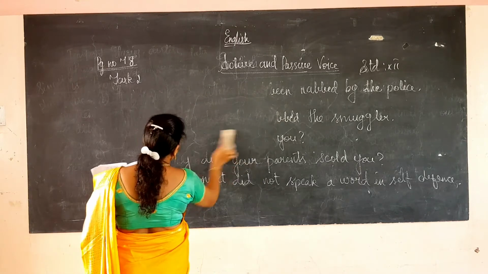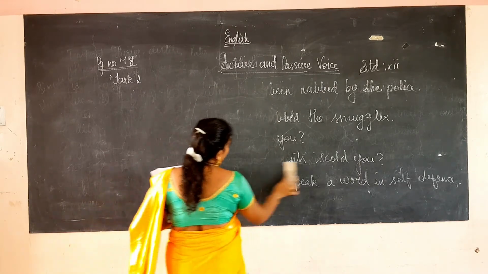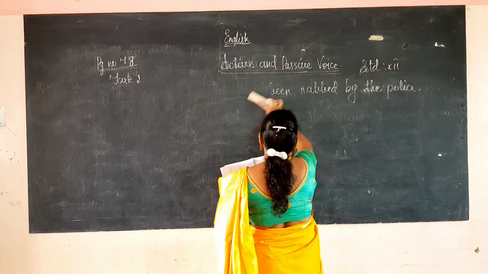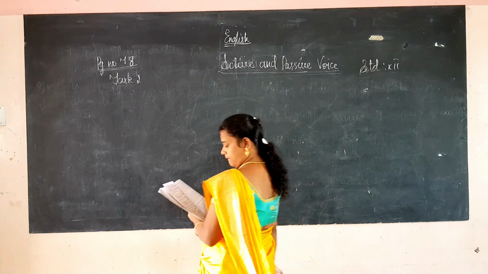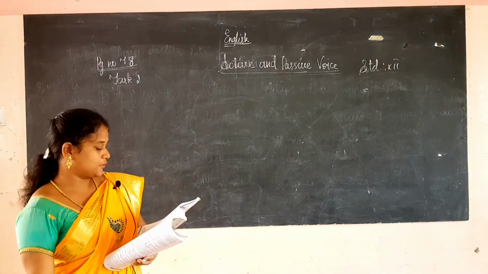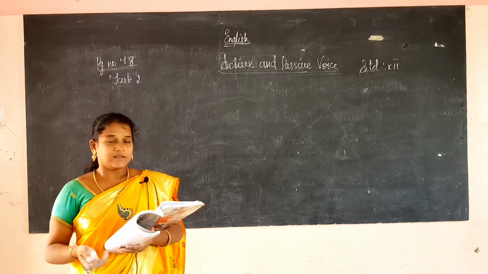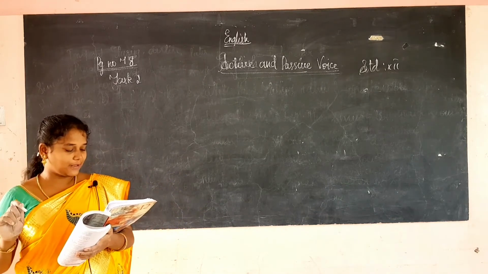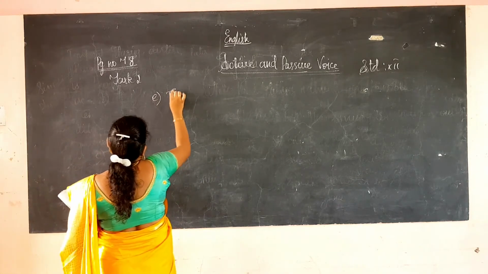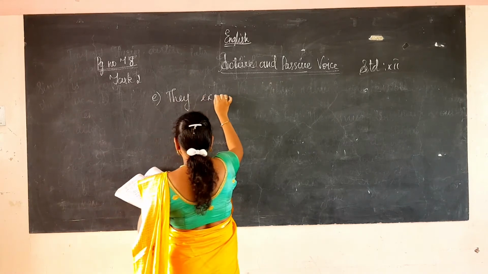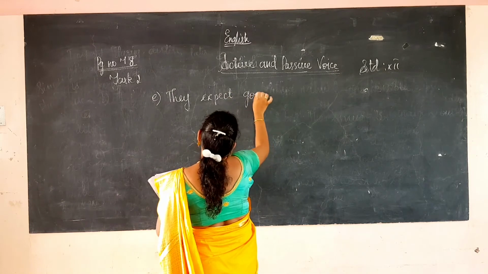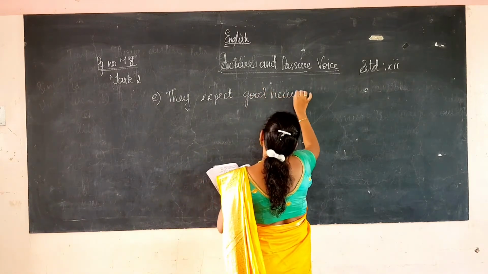If you know the rule of how to change the active into passive, then it is easy for you to change the passive into active. Then, good news is expected shortly. It means the doer is not there. So, they expect good news shortly. They expect good news shortly.